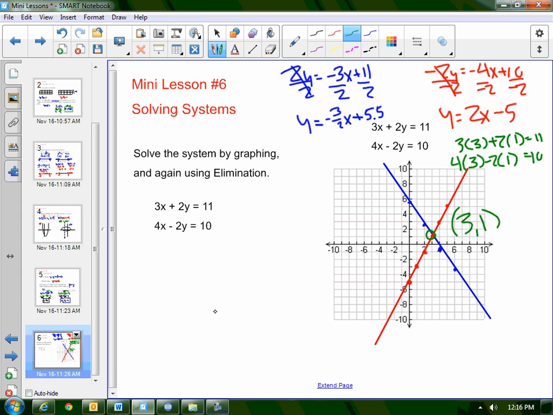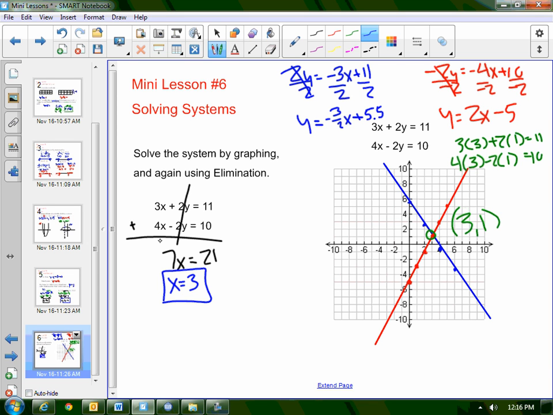Now, when I solve it using elimination, I'd better get the same answer, and I've already checked it, so I know it's right. Elimination is when you add the two equations together to create a new equation that only has one variable. So 3x and 4x make 7x. No x's went away, so maybe this isn't going to work. Well, 2y and negative 2y, those go away. So this is going to work. If I add them together, I get 7x equals, no more y's, 11 plus 10 is 21, and make sure you add both sides. If 7x is 21, that means that x equals 3.